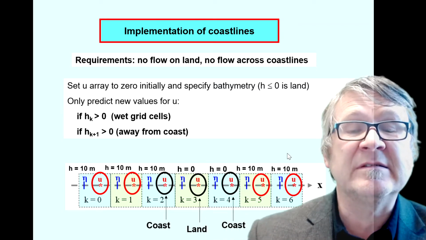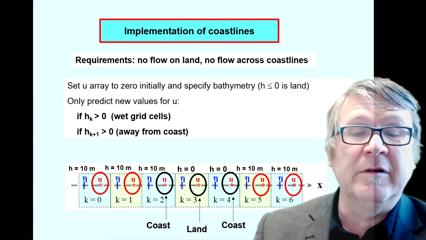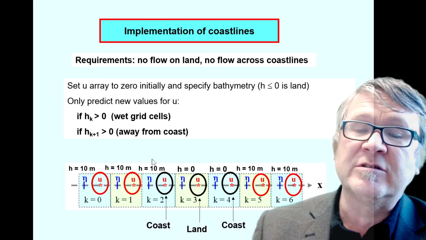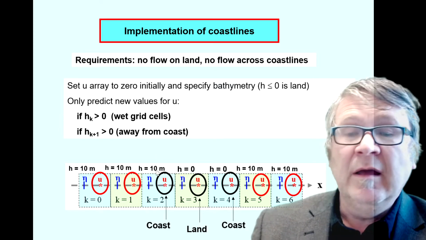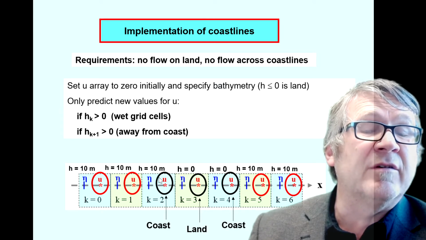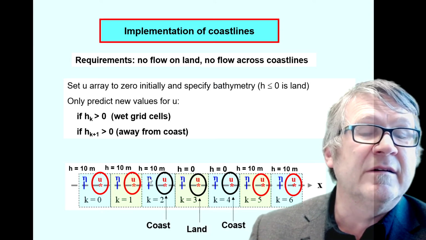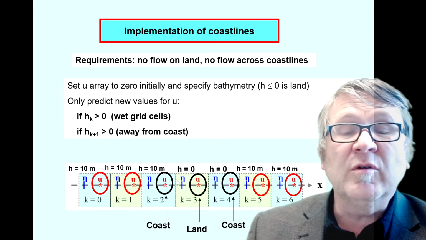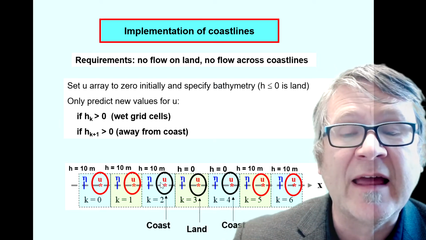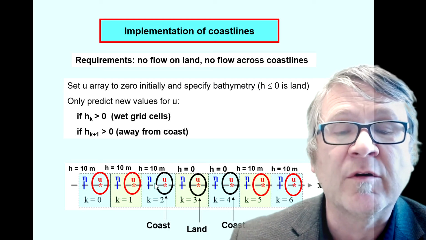And this one is just showing that here. For example, if you are here in grid cell number 2, k equals 2, you can see that there is actually land on the right hand side, and you don't want to calculate any velocity because you don't want to have any flow across the coastline.